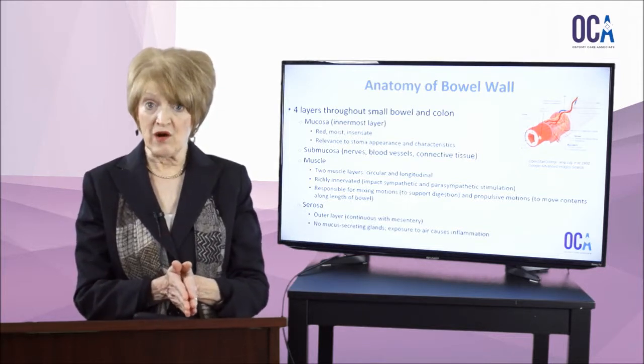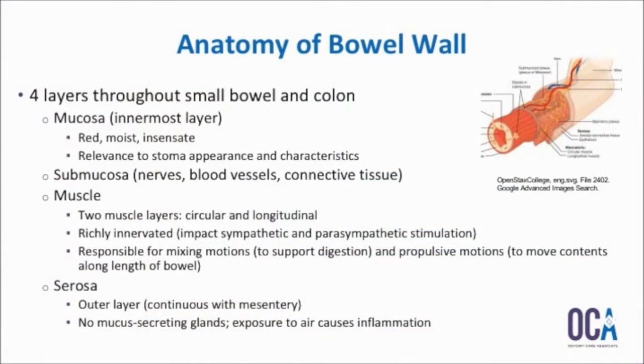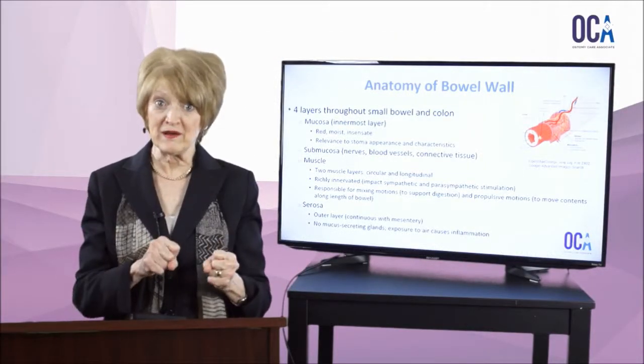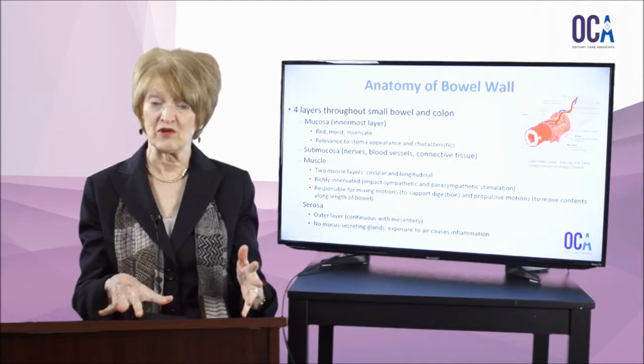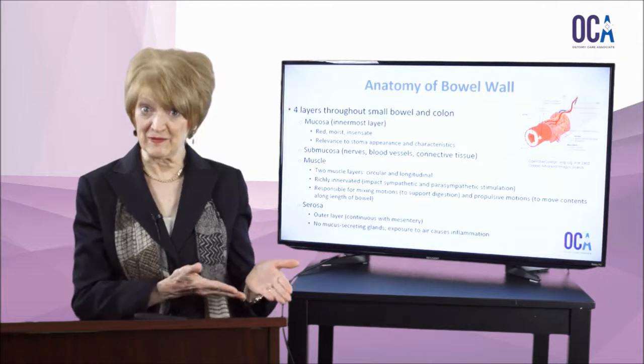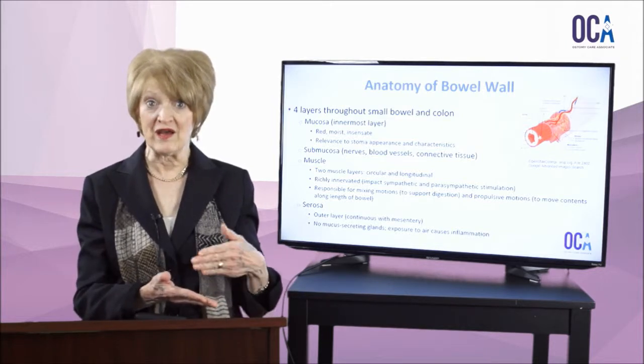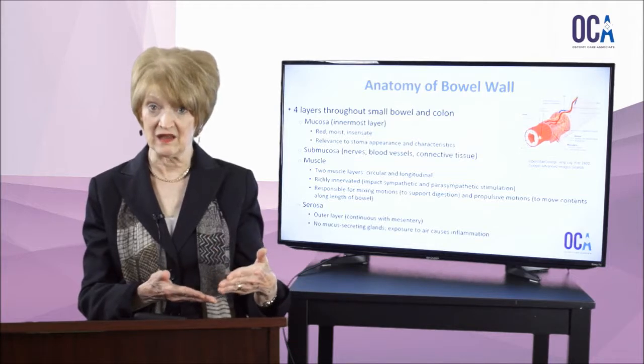The outer layer of the bowel wall is the serosal layer. Now typically you don't see this layer, but it's an important layer because it has no mucus secreting glands and cannot keep itself moist. If you remember back to nursing school, one of the things you learned was if a patient ever eviscerates and there are exposed loops of bowel, you've got to grab sterile towels, saturate them with saline, and cover those loops of bowel to keep them viable, because the serosa cannot keep itself moist. When exposed to air, it becomes dry and inflamed and sloughs.